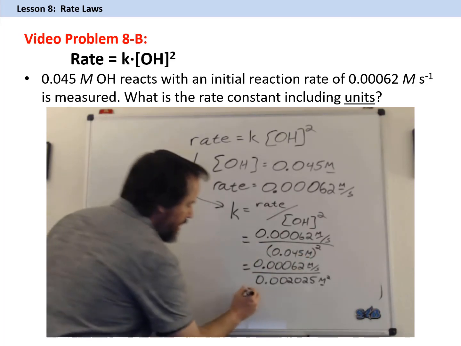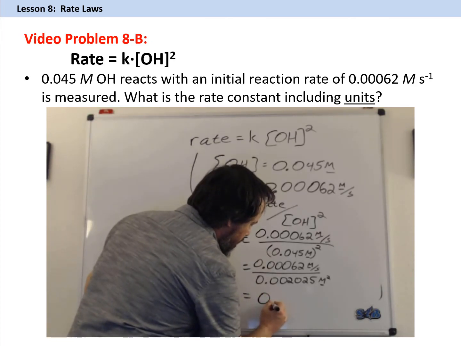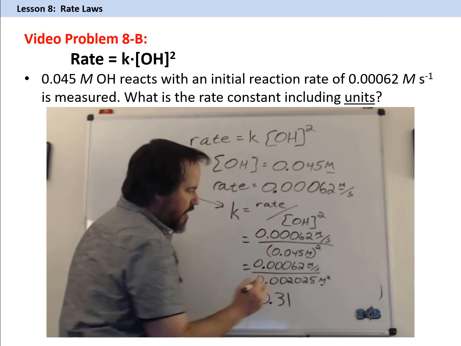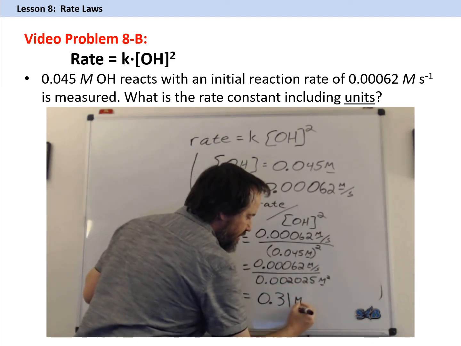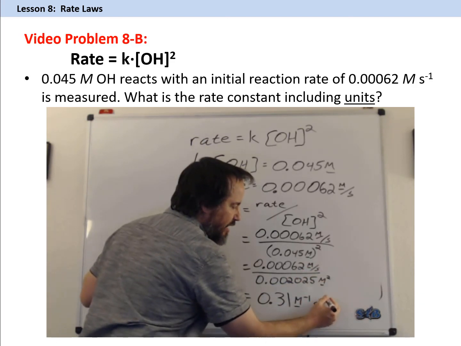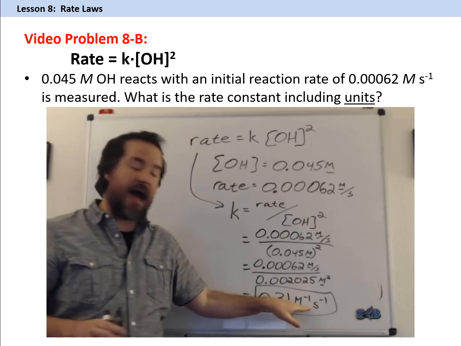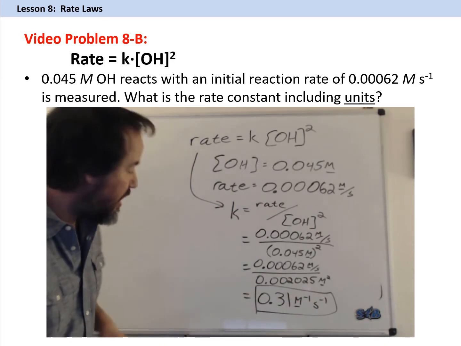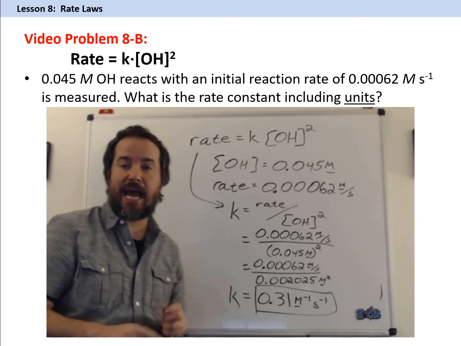Okay, now when I do this, I get as an answer 0.31. And notice, I have molarity over molarity squared. That's going to get me molarity to the -1. And then I have seconds to the -1. Right? I'm always going to have a K that's in seconds to the -1 times something to do with molar. All right, so that's my K.